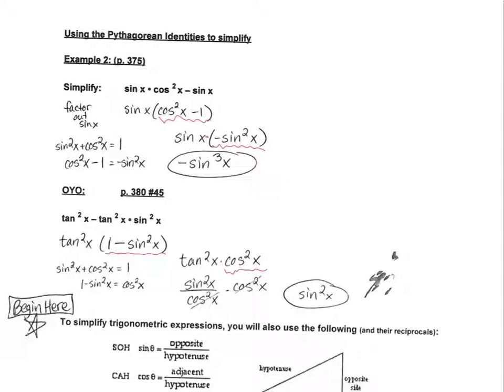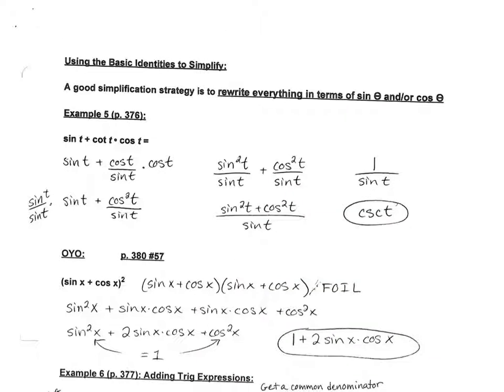And then notice tangent squared can be rewritten because we have a cosine in the denominator. Sine squared over cosine squared is equal to tangent squared, just like we saw on our first discussion page here. So we have cosines canceling out, and we just have sine squared x is what that whole expression is able to simplify to. All right, let's go to the next page.